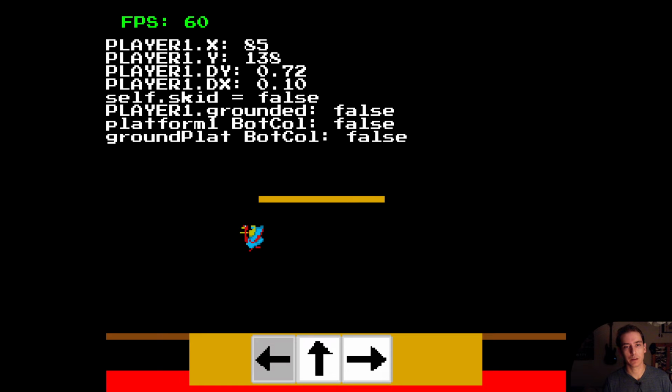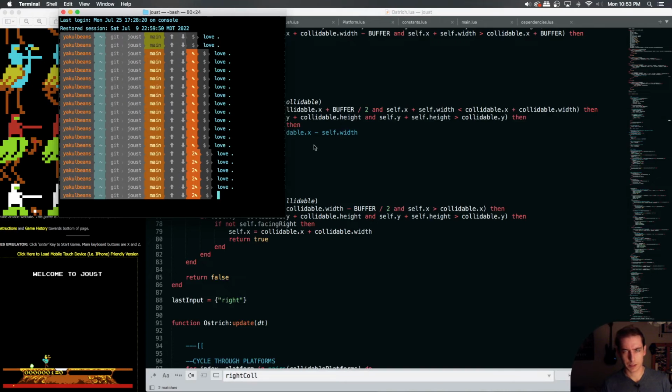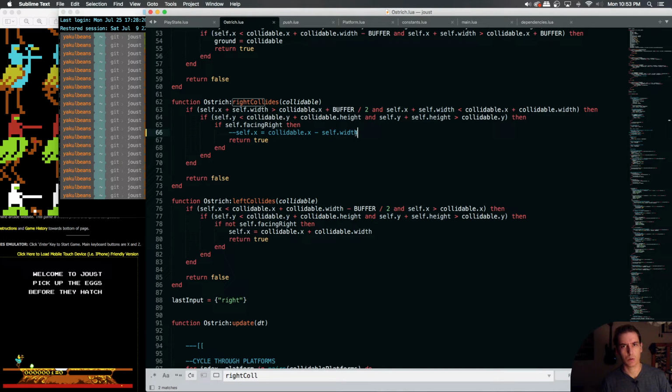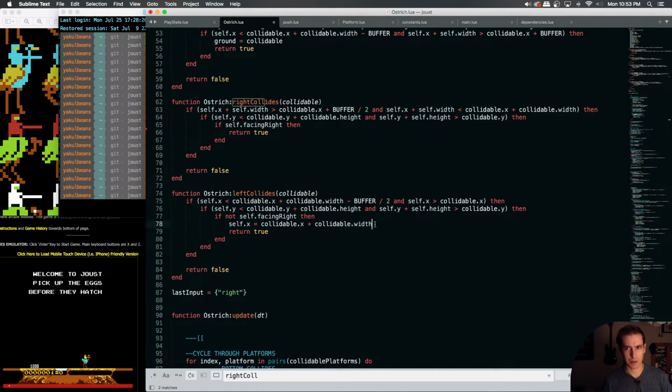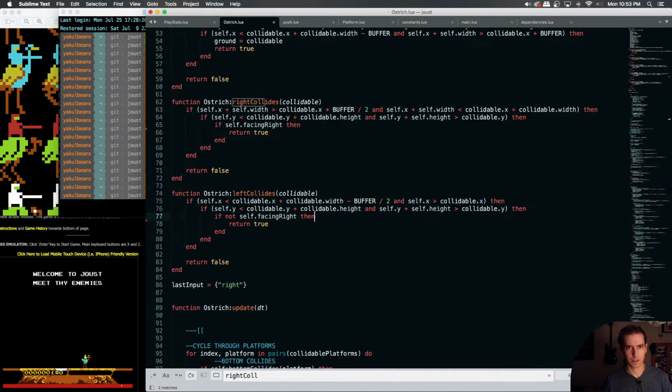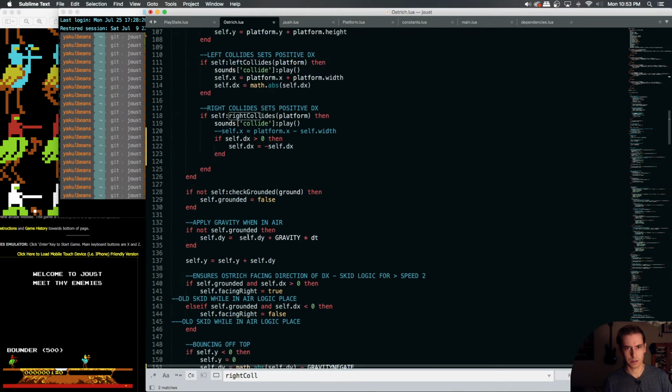Look at how gentle that was. We get a right collision, not a top collision. And it keeps the correct dx. That's it. That's beautiful. That fixed it. So I'm going to take that out. I'm going to take this out.